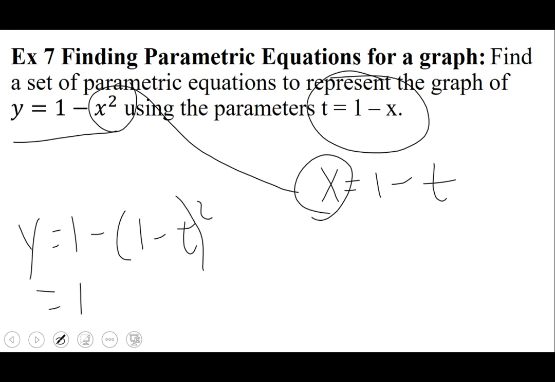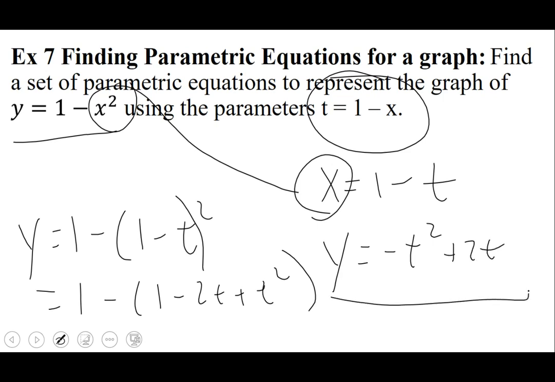Do the FOIL. So 1 minus 2t plus t squared. Distribute the minus and combine like terms. That is going to give you a negative t squared, a positive 2t, and then the constants are actually going to cancel out. So those last two are probably the easiest ones.